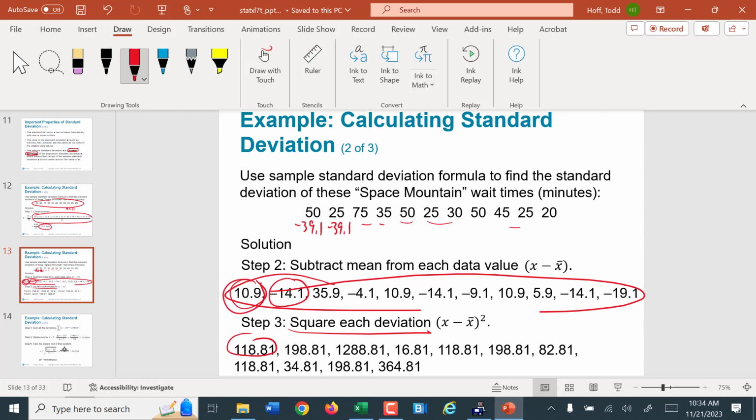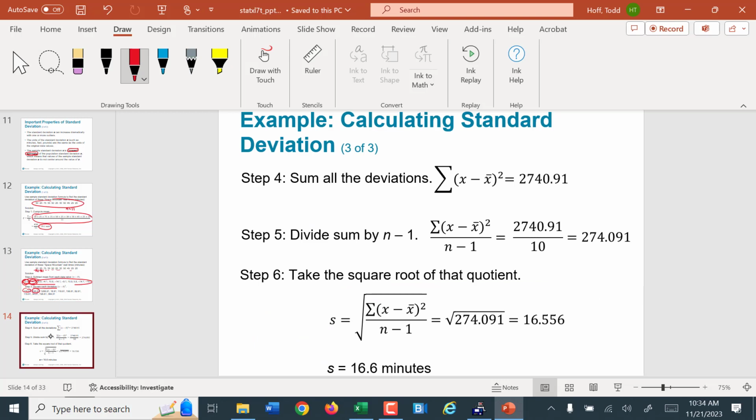10.9 squared is 118.81. Negative 14.1 squared is 198.81. And again, we go down the line doing that. Once we have squared all the deviations, then we find the sum of those. In this case, they all add up to 2,740.91.